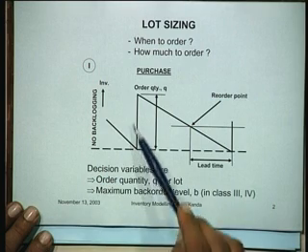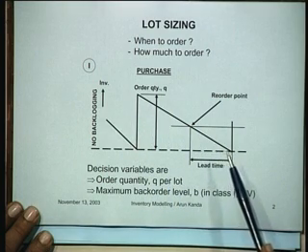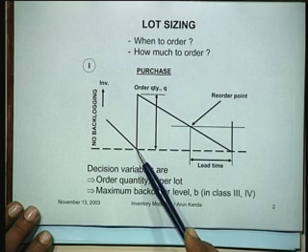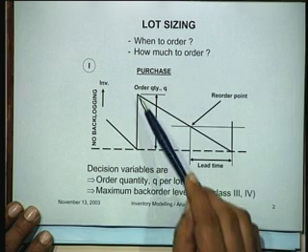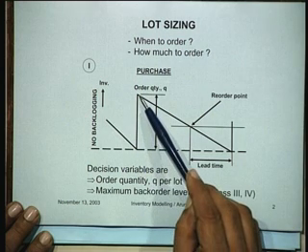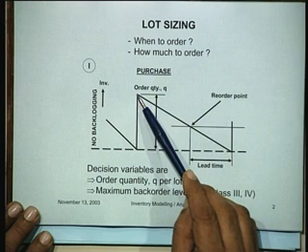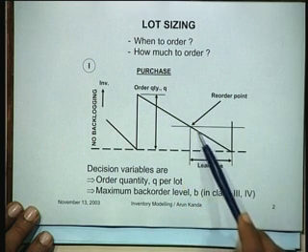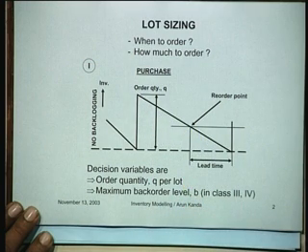So this is the simplest pattern of lot sizing that we consider, where the inventory fluctuates in this manner and it rises suddenly when a stock is received, and then because of the gradual consumption there is a consumption of inventory in that sense.